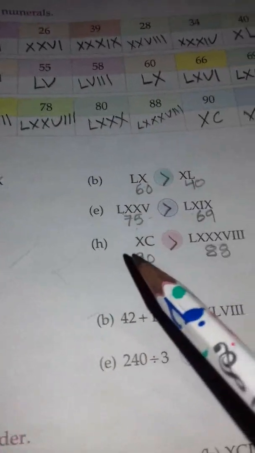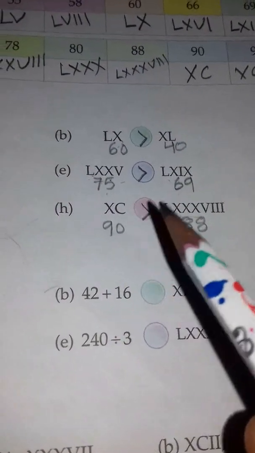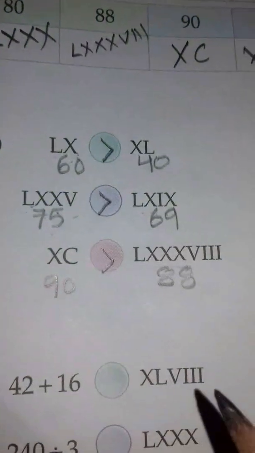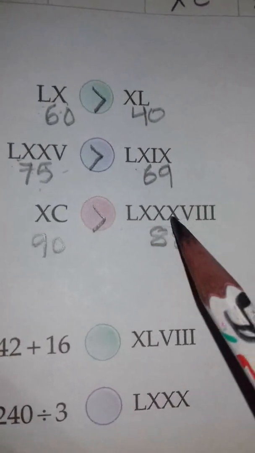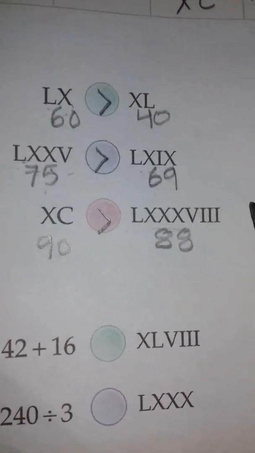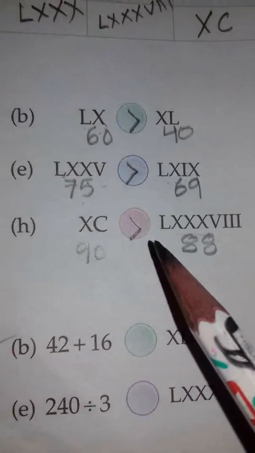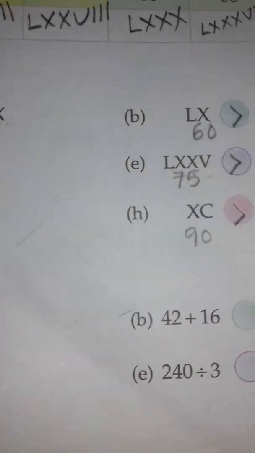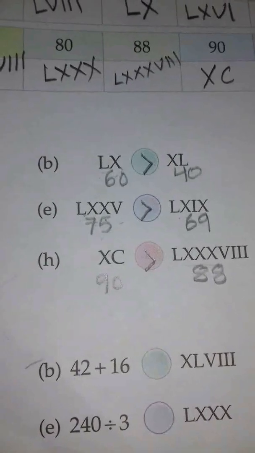Now you have understood that the number of symbols is not so important as the rule of writing the symbols. Like if you see this H1, so many symbols are used here, so long it is, but XC is greater than this. So here we have to go through the rule which is used in Roman numerals.